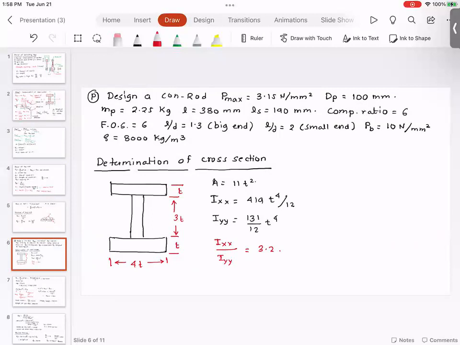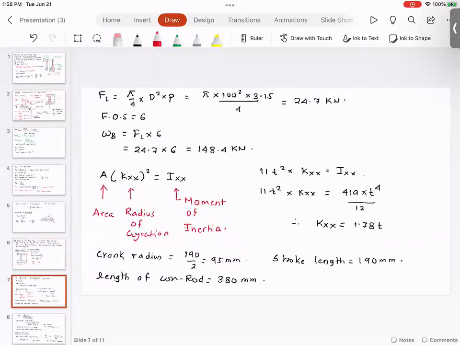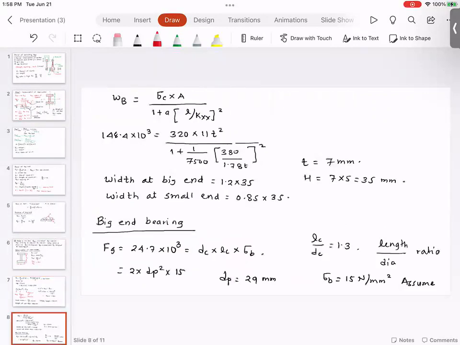All the major properties and proportions are given to us. Length of the connecting rod is given to us. The stroke length LS is given to us. Compression ratio is given to us. Step 1, we find the maximum gas load. We find out the moment of inertia. We find out the radius of gyration. Plug in those numbers in here and then get the value of the thickness.